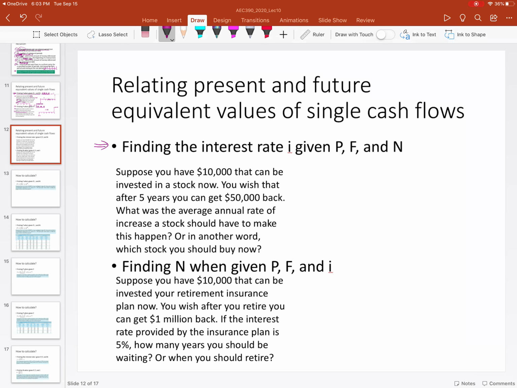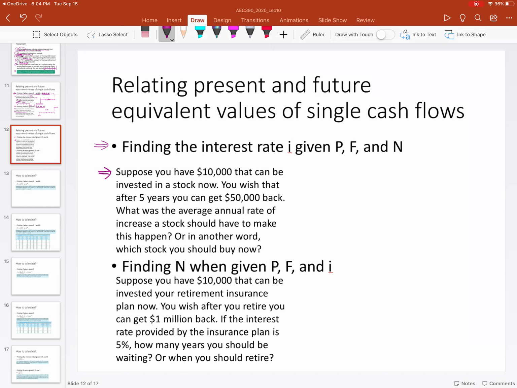So here we have a new scenario, which is to find the interest rate I given P, F, and N. So what you know is your present value, your future value, and the number of periods, but you want to know what interest rate can make your present value equal to your future value. Okay? So here is one real case about that.